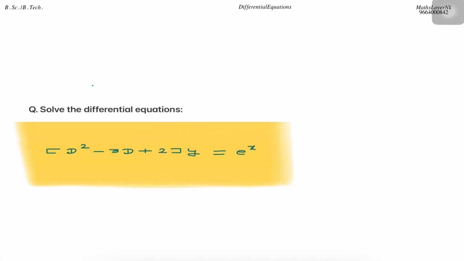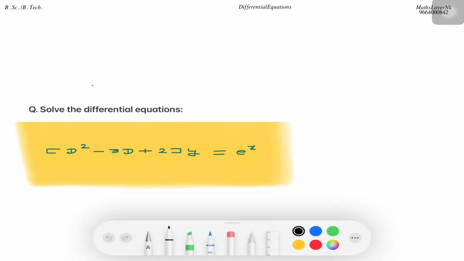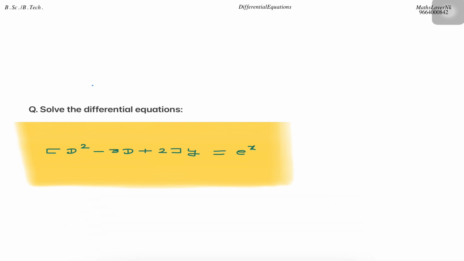In today's lecture we are solving a question related to differential equations. The question says: solve the differential equation (D square minus 3D plus 2) y is equal to e the power x.